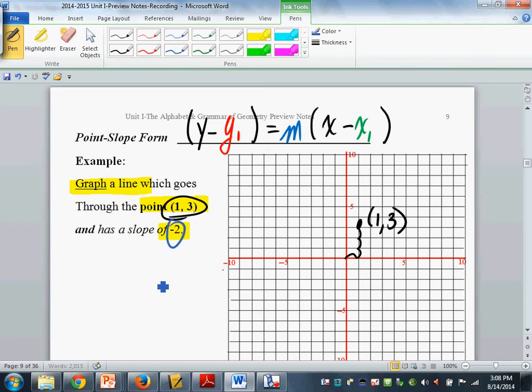Now we're going to count out the slope. The slope is technically -2 over 1, so we know it has to go downward from left to right. So I can go up 2 and over 1 to the left, or I can go down 2 and over 1 to the right. Same thing. And there is my line.